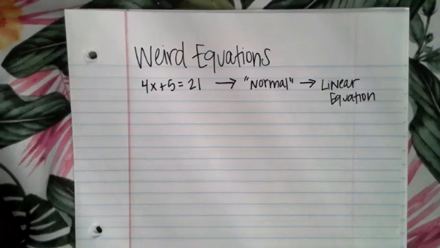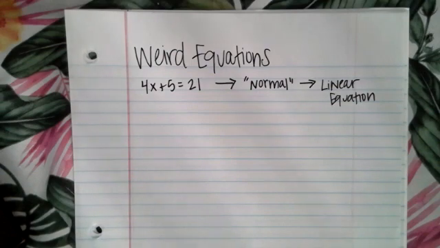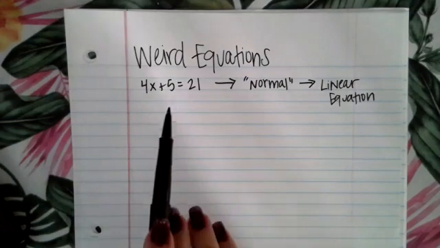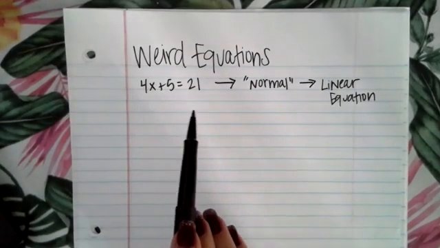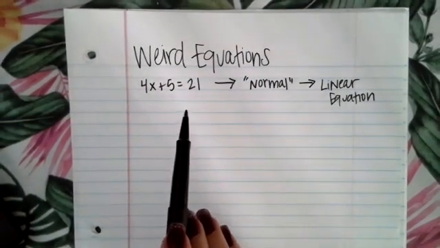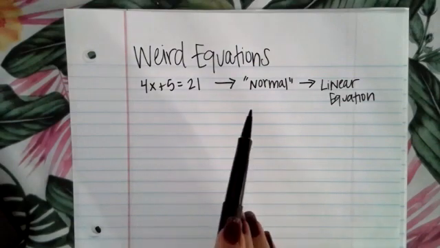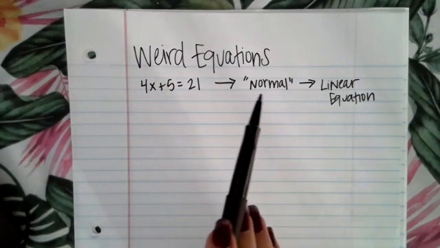Hi, everybody. So in this video, we are going to look at what I like to call some weird equations. They kind of deviate and look a little bit different than our one-step and two-step equations that we've been looking at. So an equation like this, 4x plus 5 equals 21, this is what we would classify as a more normal equation.